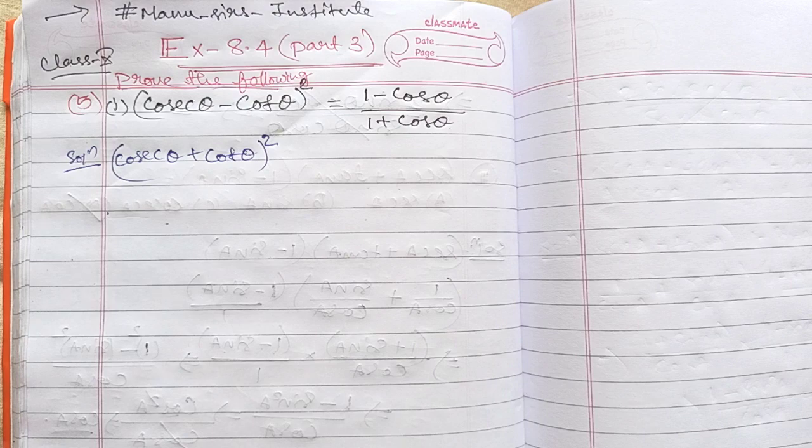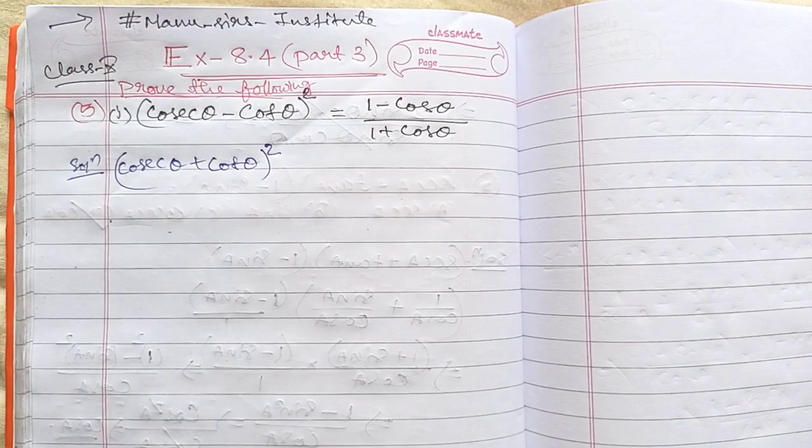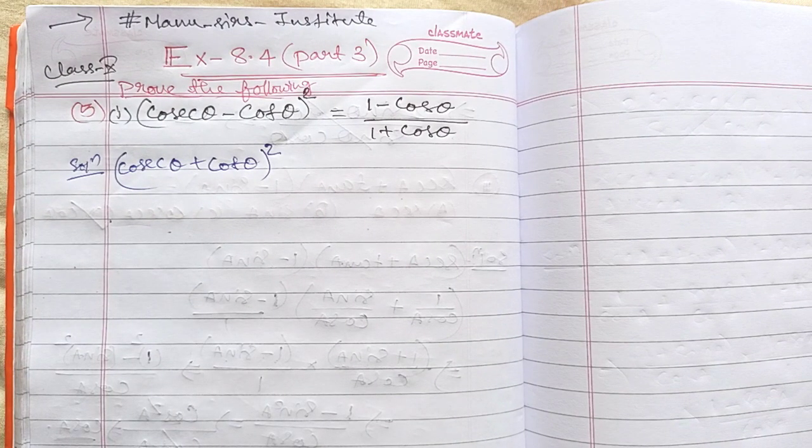Today I am going to teach you exercise 8.4 part 3. Before this I taught you part 1 and part 2, in which I explained the formulas related to this exercise, and I solved and explained questions number 1, 2, 3, 4. So today we will discuss part 3, that is the fifth question from the exercise.